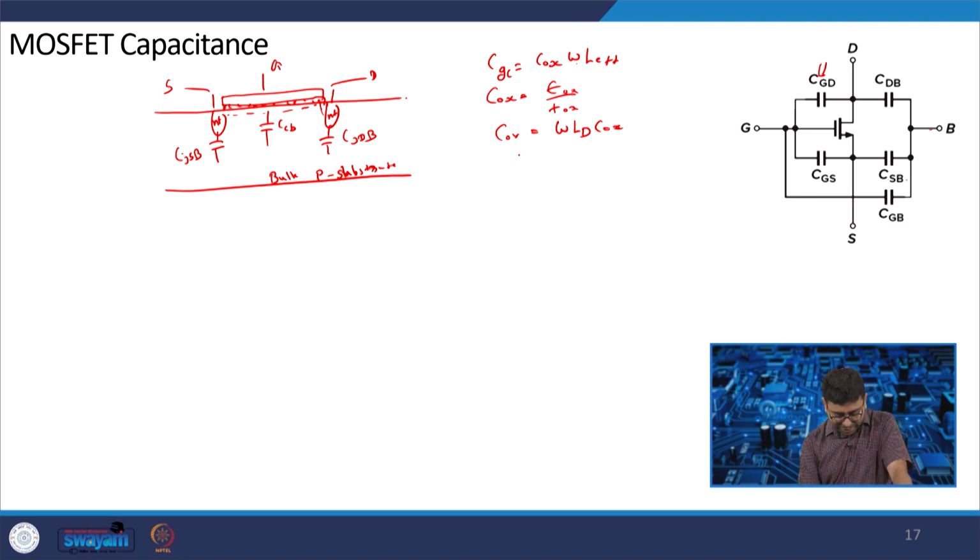Now, based on which region your MOSFET is in, we can make a graph for when your MOSFET is off or on, or in the triode region, and your capacitance will change. So, we are stopping here.